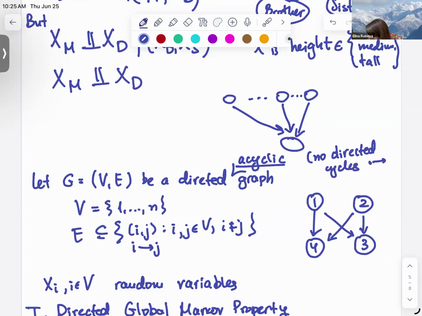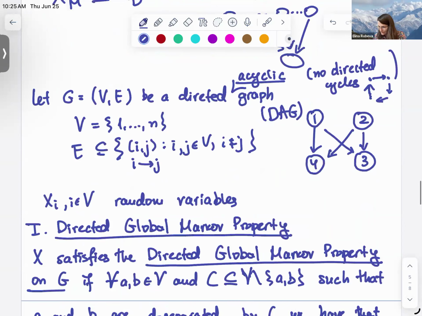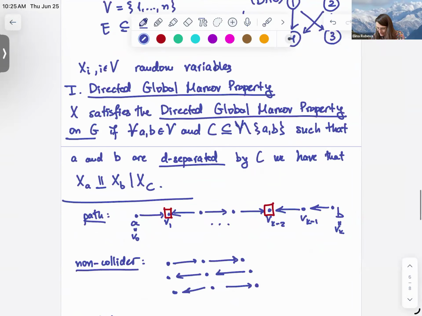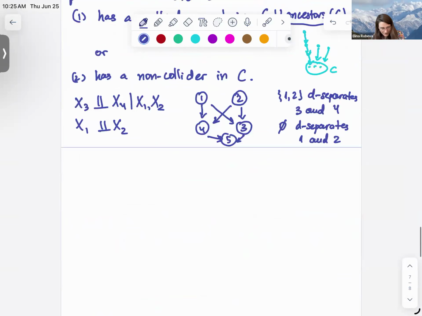A directed cycle is kind of like this. Okay, so this is not allowed. A directed acyclic graph is oftentimes abbreviated as DAG. So DAGs are the object of interest. And let me just say the second way to define this directed graphical model, which is through the factorization definition.